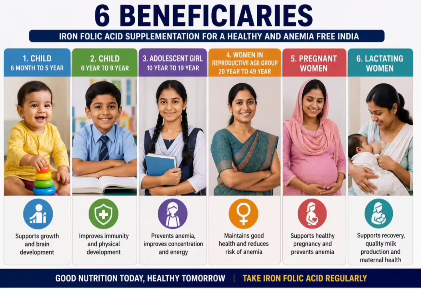Now we are going to discuss the 6 beneficiaries. Beneficiary means basically there are 6 different categories of people included in Anemia Mukht Bharat according to their age. The first beneficiary is children of age 6 months to 5 years. The second is children of age 6 years to 9 years. And the third is adolescent girls.